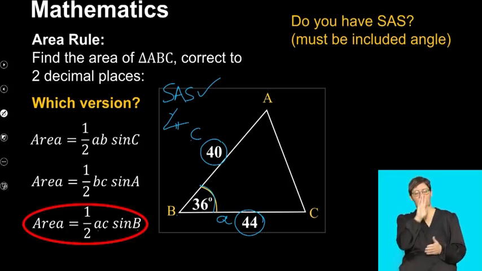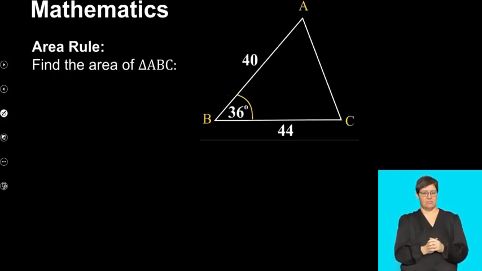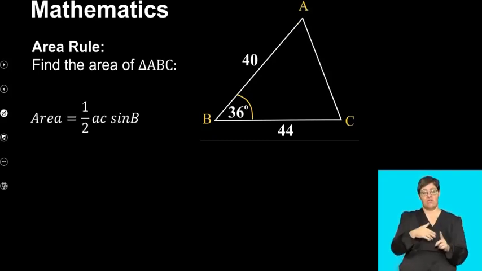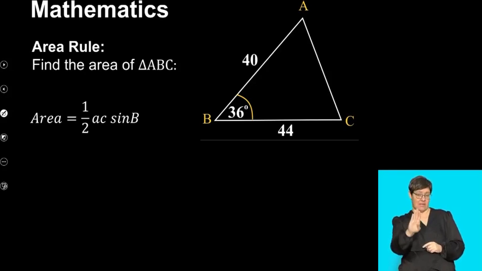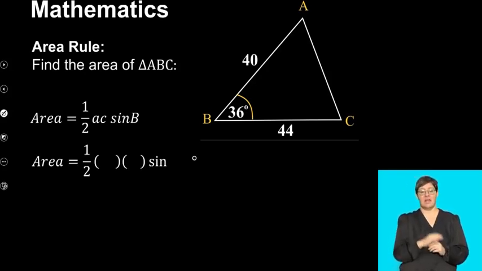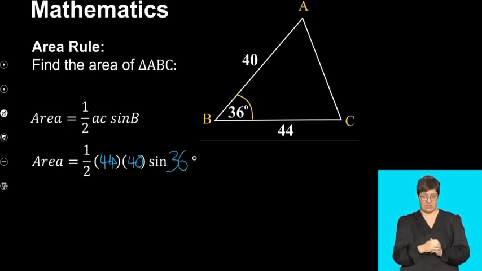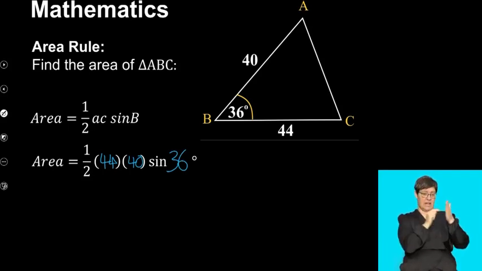Let's see how we're going to apply it by substituting it into the formula. So area equals half ac sine B. Okay, and our a value was 44. Our c value was 40. And our angle B was 36 degrees. We're going to put this into the calculator.